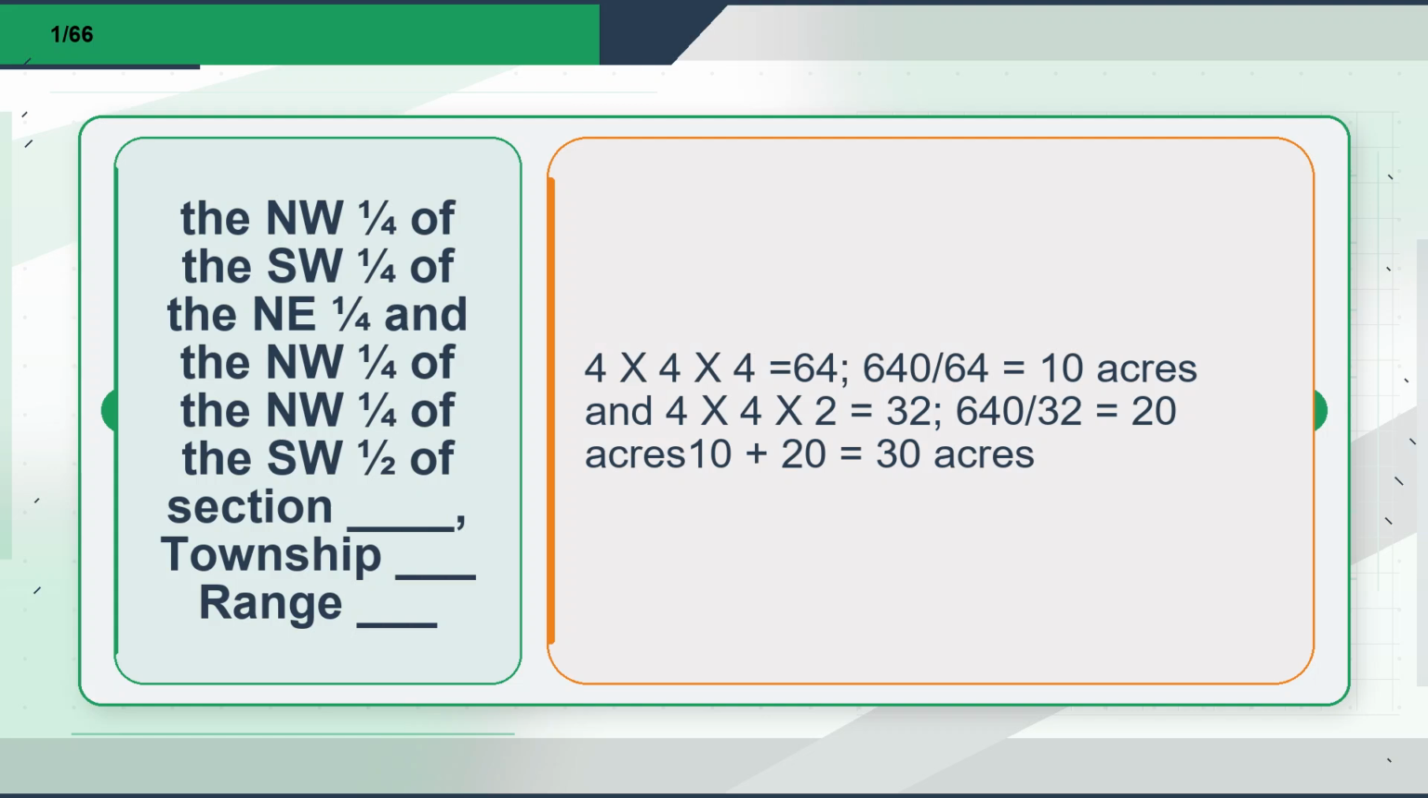Flashcard 1. Term: the NW 1/4 of the SW 1/4 of the NE 1/4 and the NW 1/4 of the NW 1/4 of the SW 1/2 of section blank, township blank, range blank. Definition: for 4 x 4 equals 64, 640 over 64 equals 10 acres, and 4 x 2 equals 32, 640 over 32 equals 20 acres. 10 plus 20 equals 30 acres.